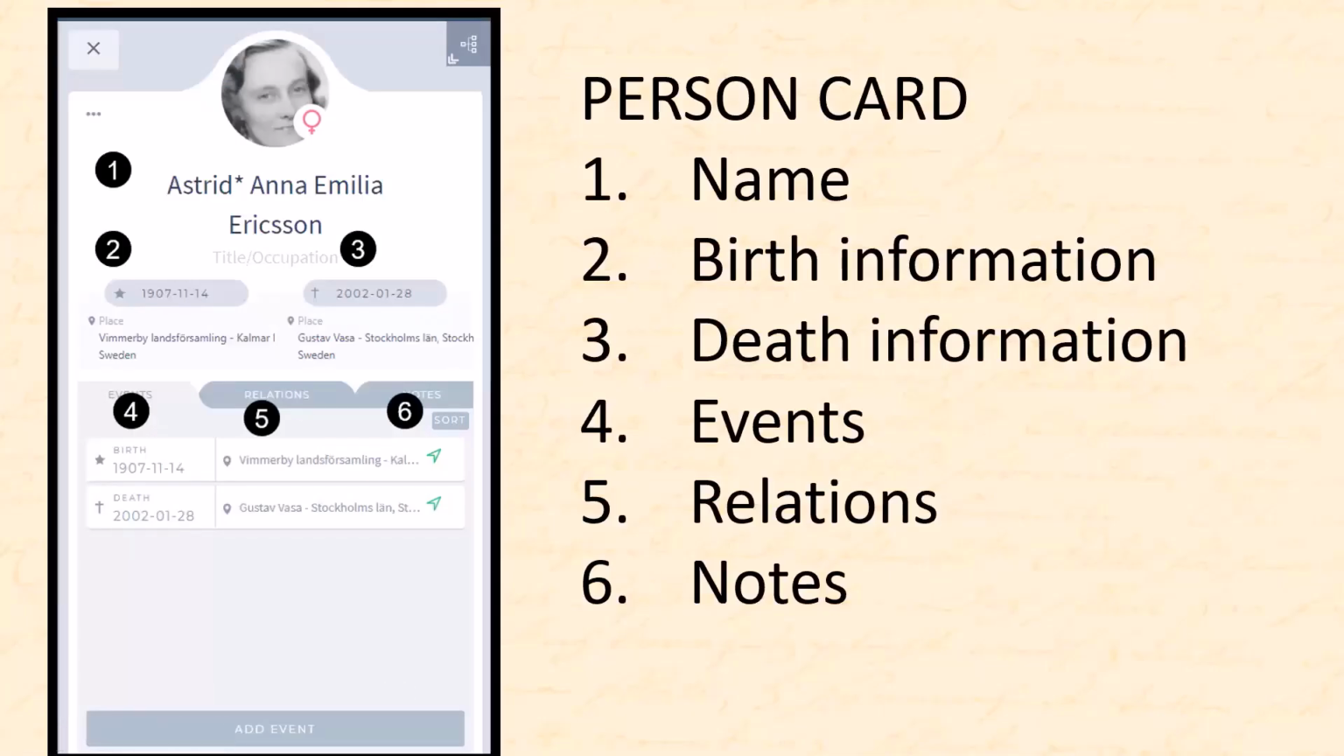Now in that person card, the information that is included: the name, birth information, I got death information, and then there are tabs for events, relations, and notes. And under events, so far right now, I have her birth and I have her death information.